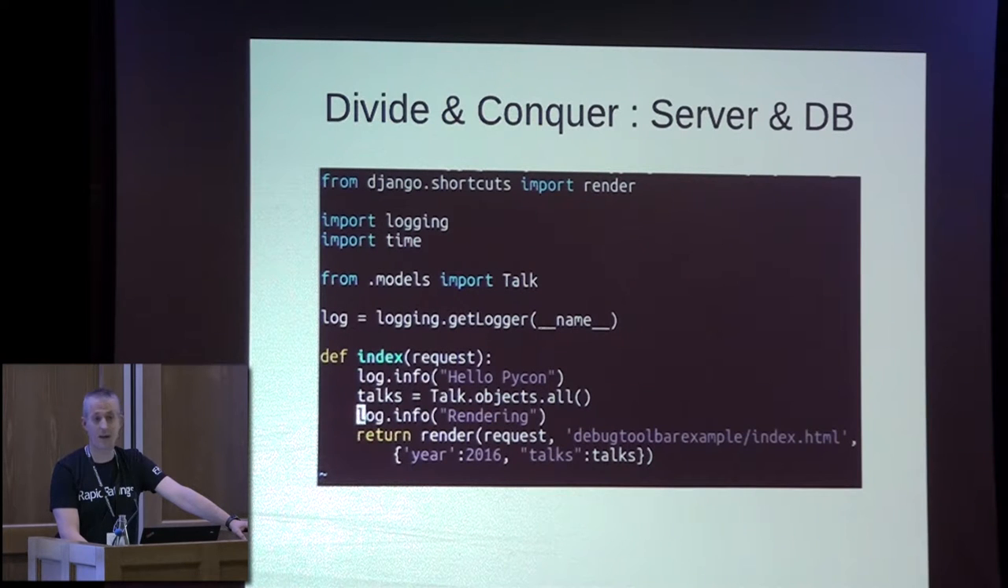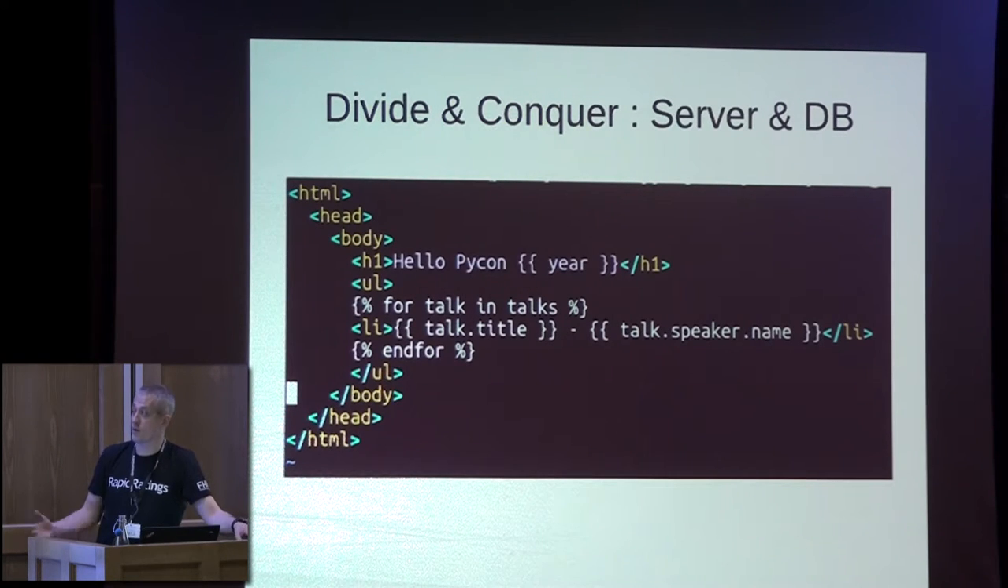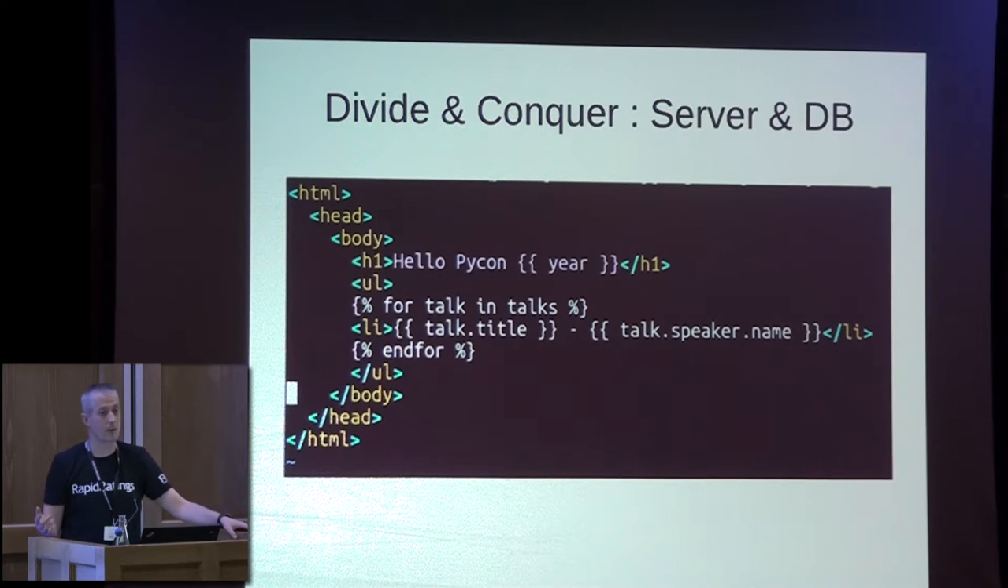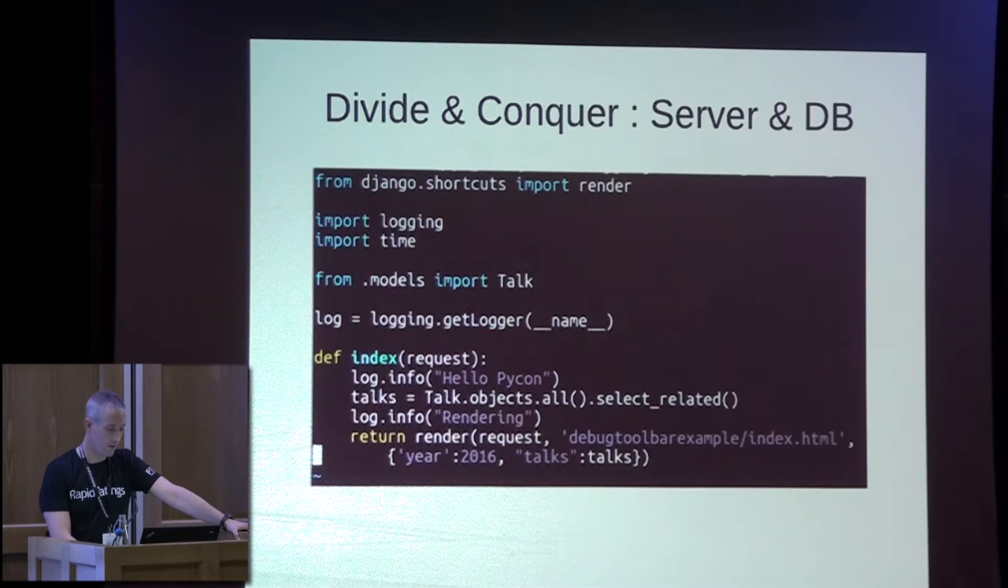But if we look at the template, we can kind of figure out what's going on. And this is a very common mistake for beginning Django programmers. It's saying for every talk in the talks, show me the talk's title and then show me the talk speaker's name. What happens when this gets to that for loop is the query has been executed. It starts iterating over it. And then every time it gets to a row in the result, it goes, oh, I need the speaker name, and it's running one more query. So instead of one query, we're getting 11 queries.